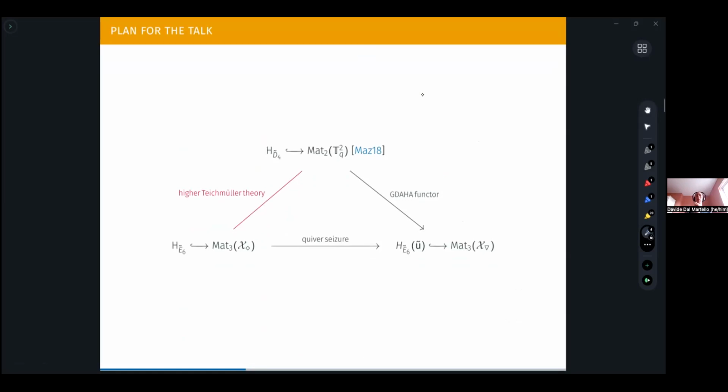So this is indeed the plan of the talk. As I said, the case of D4 is more like an inspiring starting point. Indeed, among the many explicit representations that I mentioned, there is one that was constructed by Marta, my supervisor, back in 2018, that is realizing HD4 into 2x2 matrices over the quantum torus.